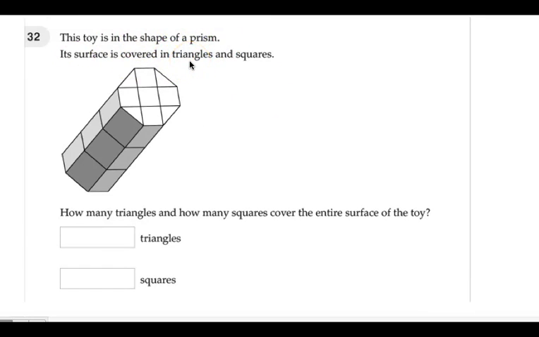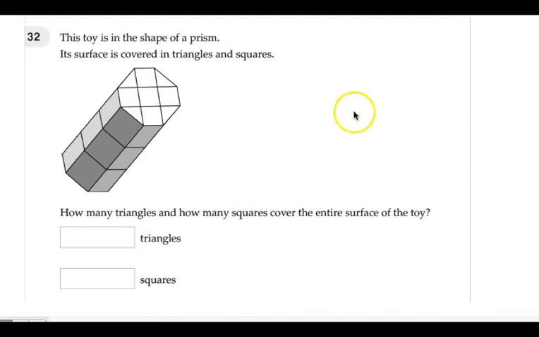Question 32, this toy is in the shape of a prism. Its surface is covered in triangles and squares. How many triangles and how many squares cover the entire surface of the toy? So we can see we've got 1, 2, 3, 4 triangles on the top, and the bottom underneath there that you can't see would also have 4 triangles.